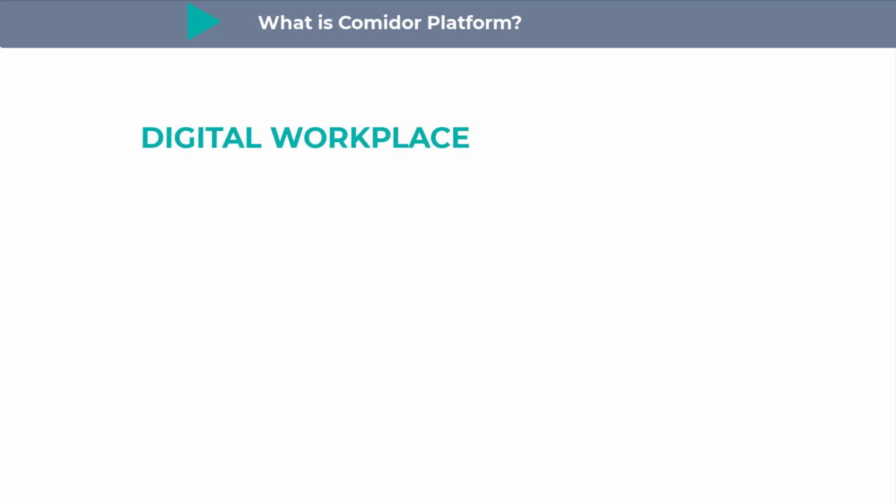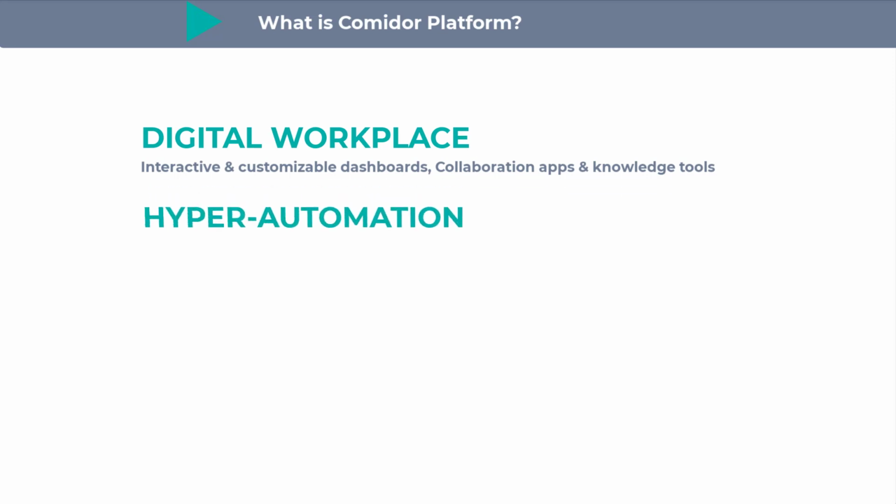First of all, we have the digital workplace, which is an environment with interactive, customizable dashboards, collaboration apps, and all its tools where employees can work more efficiently. The hyper-automation, which is actually the BPM and workflow automation, where designers can orchestrate and automate their business processes. They can include RPA, AI, and ML technologies, and also process intelligent tools for monitoring.